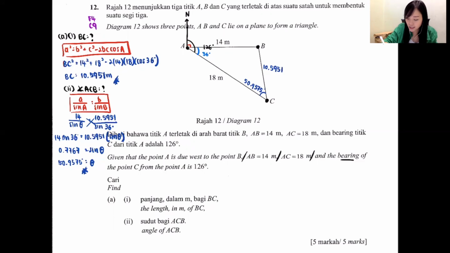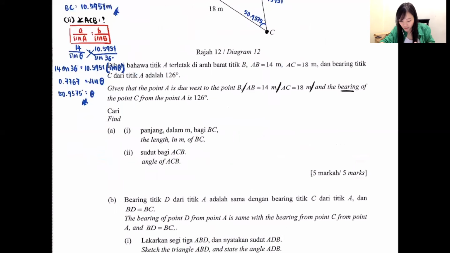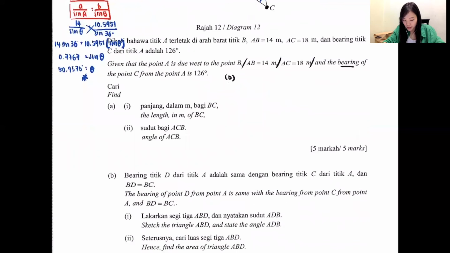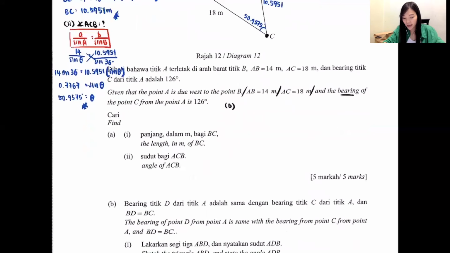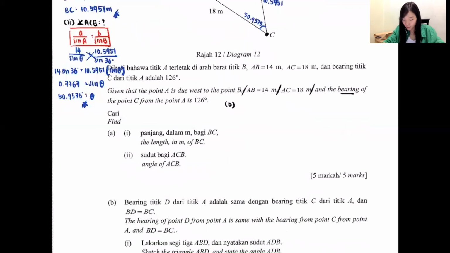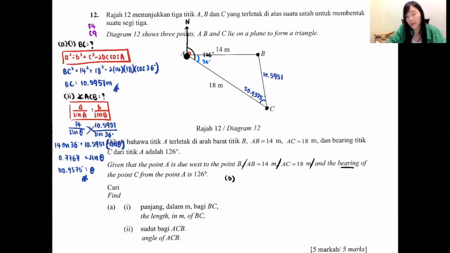So with all this understanding, let's go on with B. B, I do it here. B, they say, the bearing again. So guys, where should I draw? Maybe I draw here, so I can label everything on top. They say the bearing of D from point A, my dear. D, I don't know where it is, but I know it's from point A. Point A is here. So the bearing of D from A is the same as the bearing of C from A. That means everything is from point A.